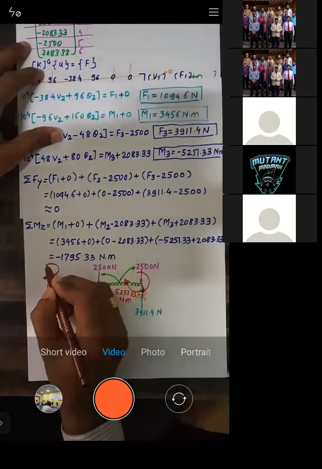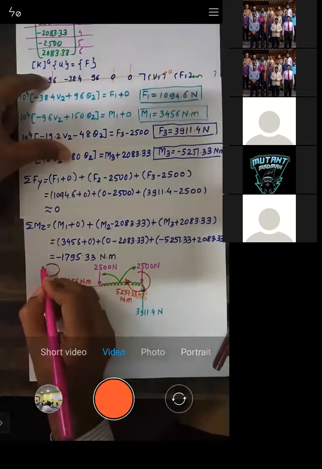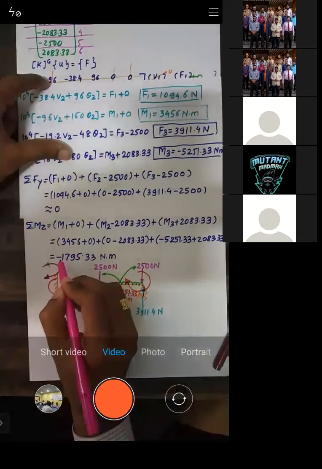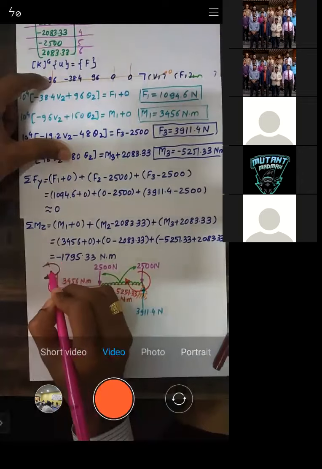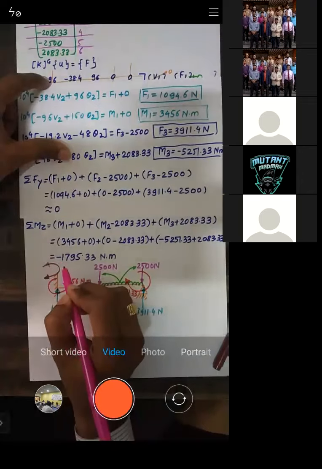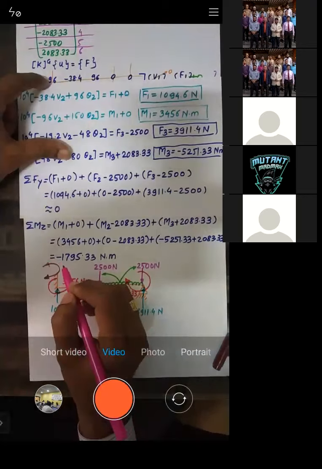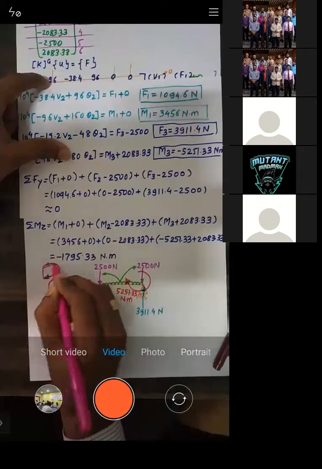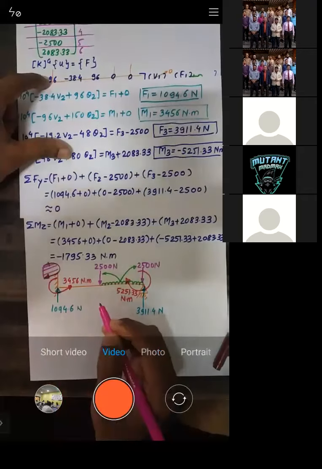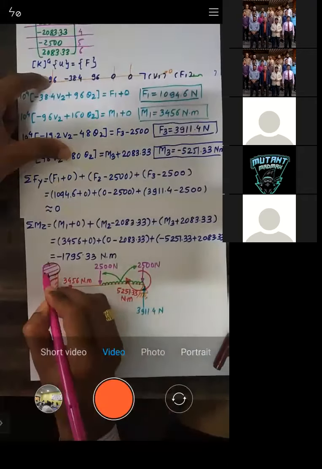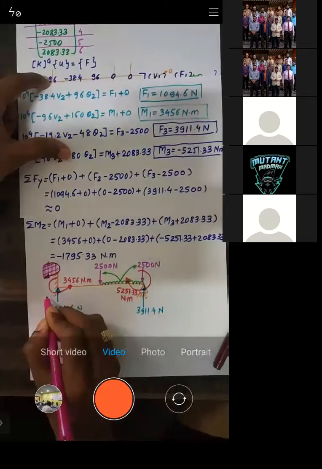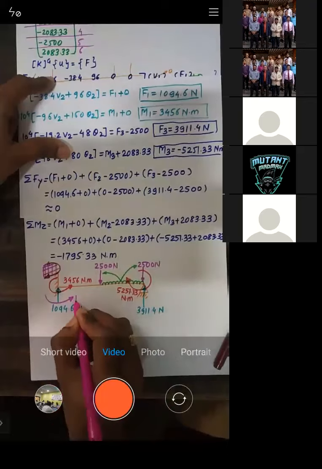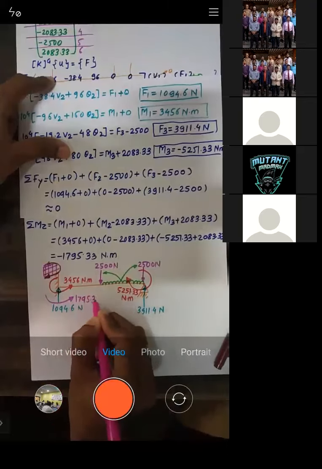So what I will do, I will now change its arrow. See, this is minus. Minus indicates it's clockwise, right? So I will produce an anti-clockwise movement. I will erase this arrow here and make one additional movement here. But this is not happening, we need to produce it. So this is 1795.33. We need to produce it.